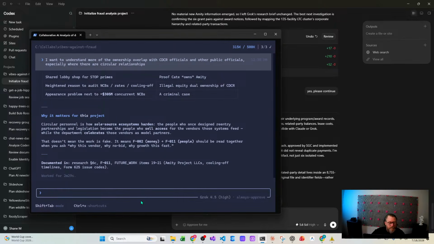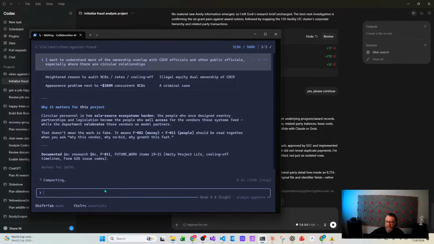All right, let's do a compact. So watch this magical compact. We're at 315K out of our 500K, so 63% of our token window. I'm going to hit compact, and I would guess it's going to be less than 10%.